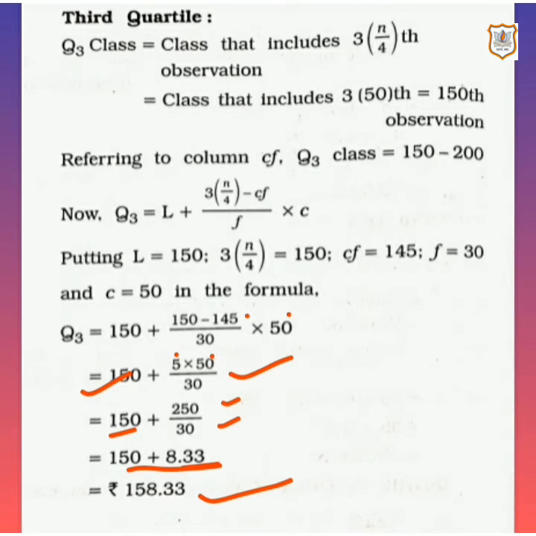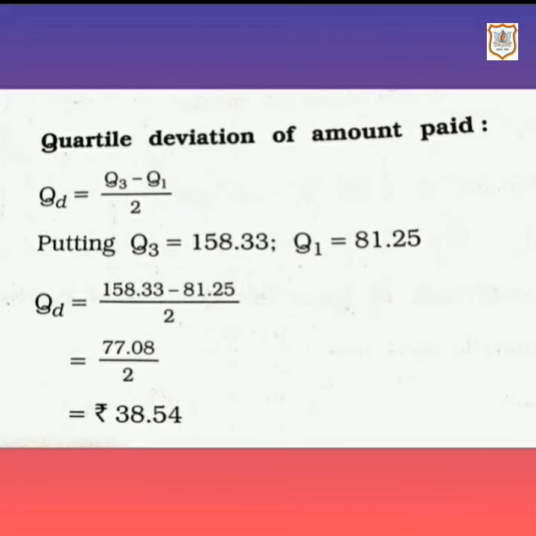So your Q3 is 158.33. Now let's find QD. As we have taken out both the values Q1 and Q3, we are going to find QD now. Here is the formula of QD, that is Q3 minus Q1 divided by 2. And we have taken out the values of Q3 and Q1, that is 158.33 and 81.25. We'll put the values in the formula, that is 158.33 minus 81.25 divided by 2. Now 158.33 minus 81.25 gives you 77.08 divided by 2, and the answer is 38.54.